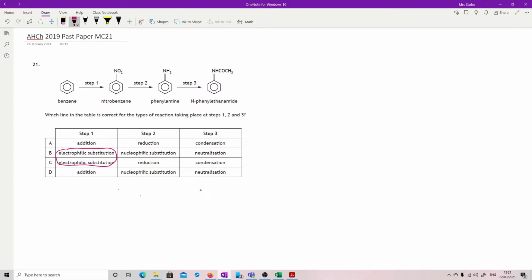Now we've changed NO2 to NH2. So what we've done is we have taken out oxygens and increased the hydrogens. So that is reduction. And then finally, we've created an amide link. If we look here, we've got NH, C double bond O, bond CH3. You should recognise that one from proteins work from Higher. That is a condensation reaction, so C.